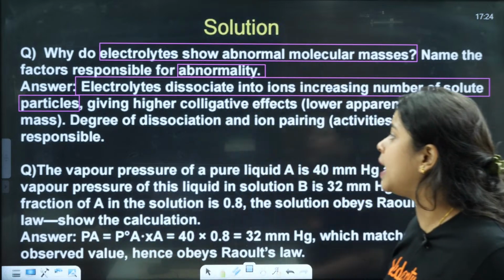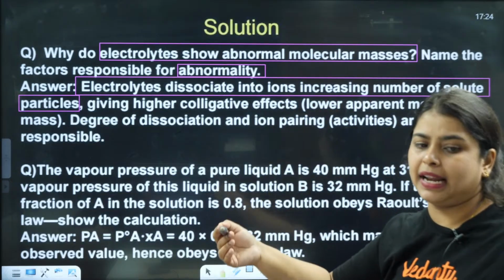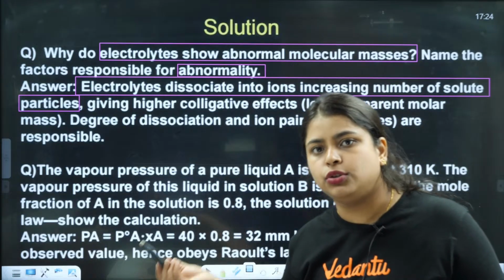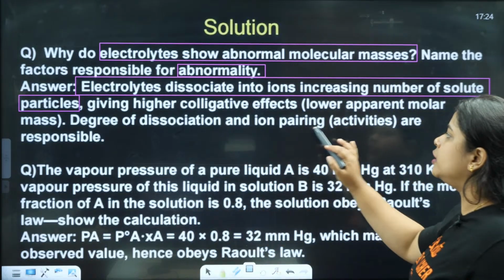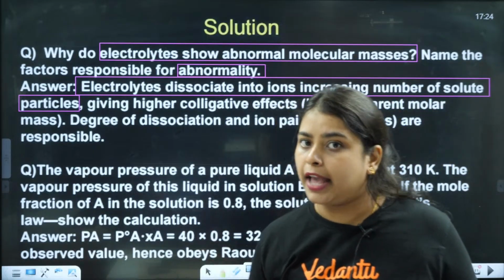How does it work? It dissociates into ions, which increases the number of solute particles. When solute particles increase, the degree of dissociation will start forming ion pairing. It will start forming ion pairing.